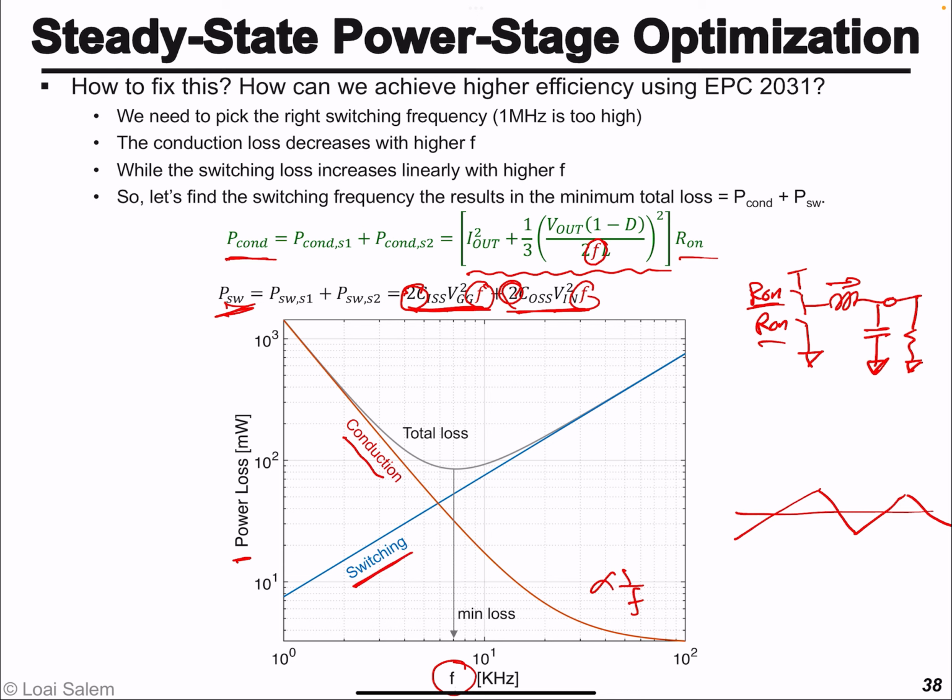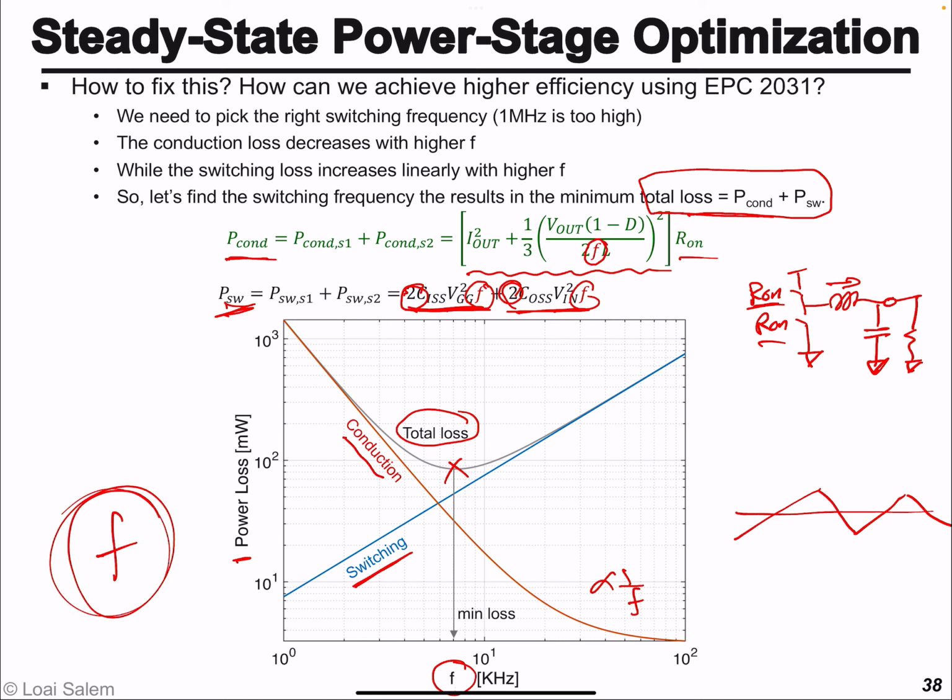And then the total loss, which is essentially the sum of conduction and switching, as shown in gray, will have a minimum point, because the conduction is decreasing while the switching is increasing versus the frequency. So there is an optimal point that minimizes the total loss, switching and conduction, of the buck converter, and that should be the switching frequency we select.